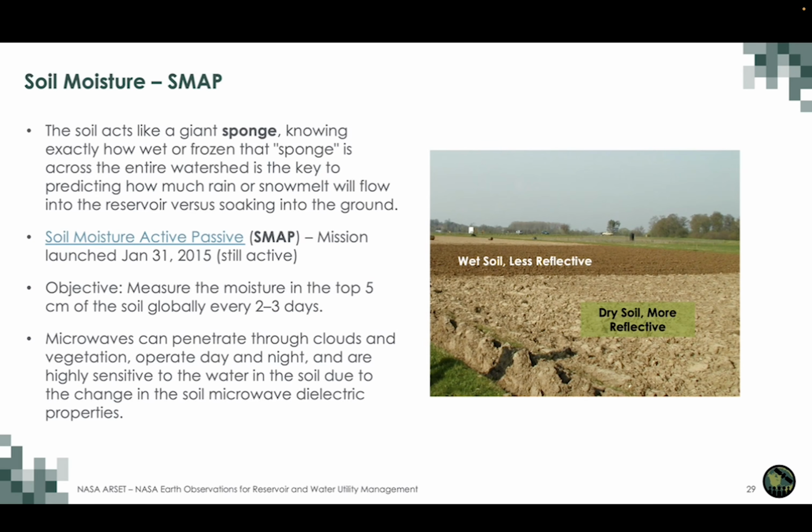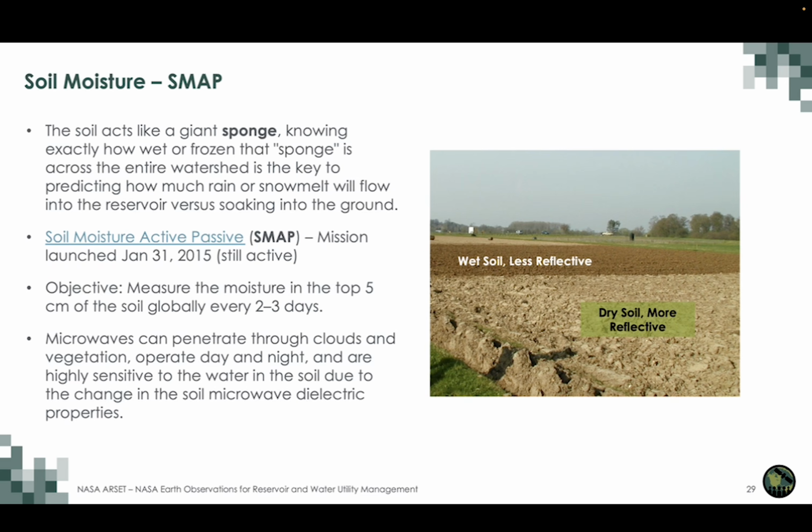Think of the soil as a giant sponge. Knowing exactly how wet or frozen it is across the watershed is critical for predicting how much rain or snowmelt flows directly into a reservoir versus soaking into the ground. To monitor this, we use the SMAP mission launched in January 2015.